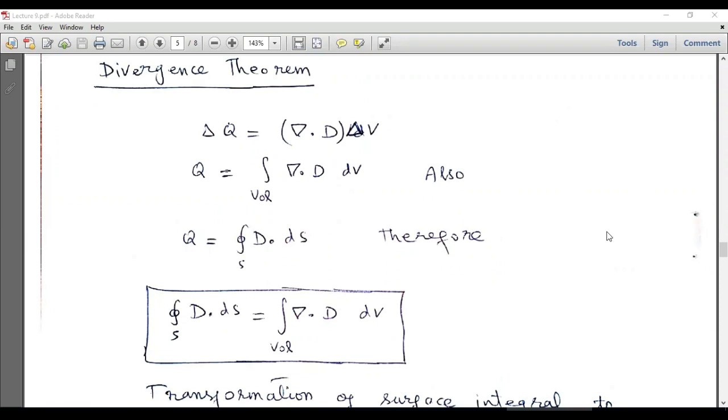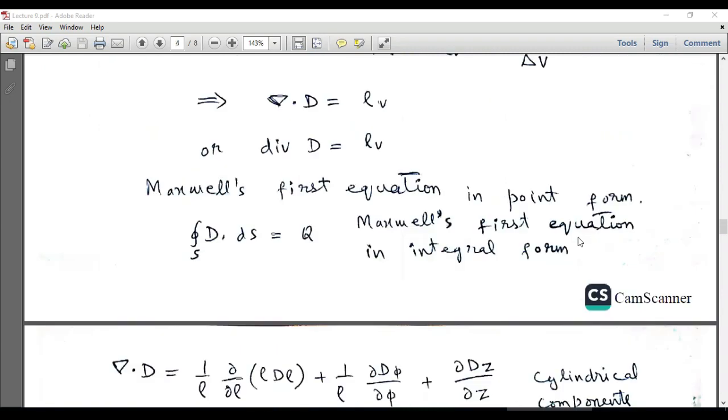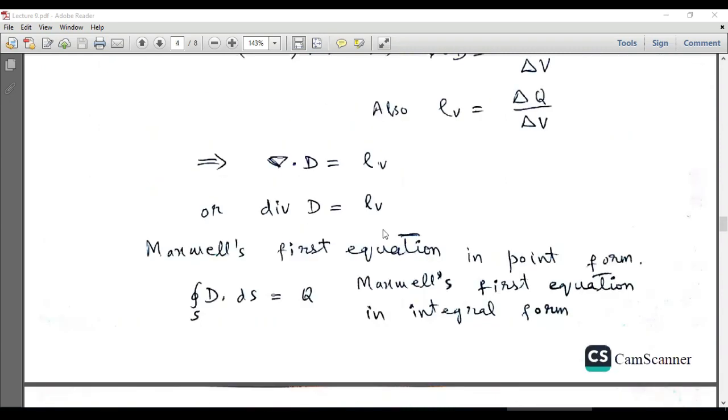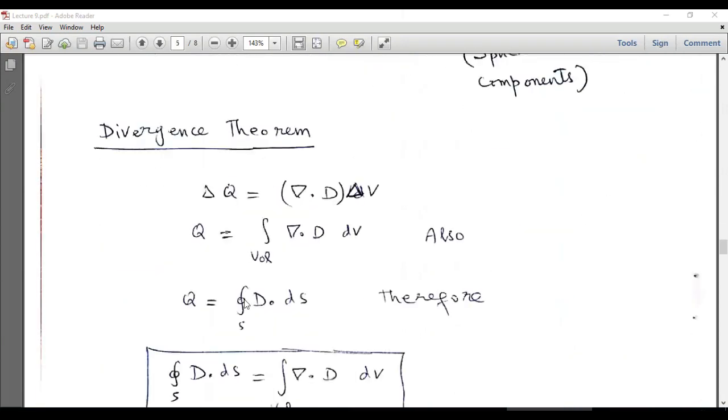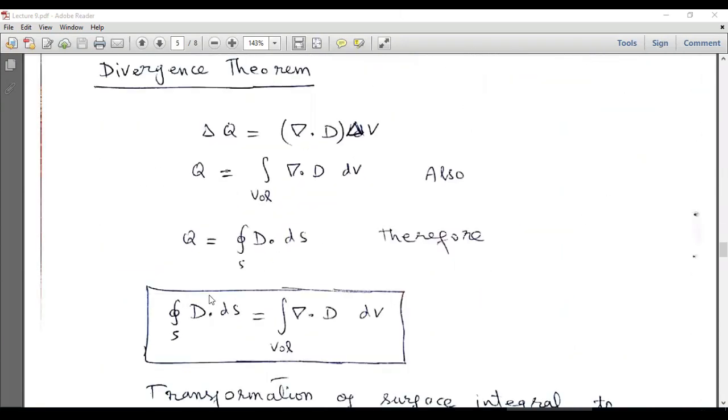In this lecture, I am going to discuss the divergence theorem. In the previous lecture, we studied that Maxwell's first equation is the divergence of D equal to volume charge density, and Maxwell's first equation in integral form is the closed surface integral of D dot dS equal to Q. So Q is equal to the closed surface integral of D dot dS, right?